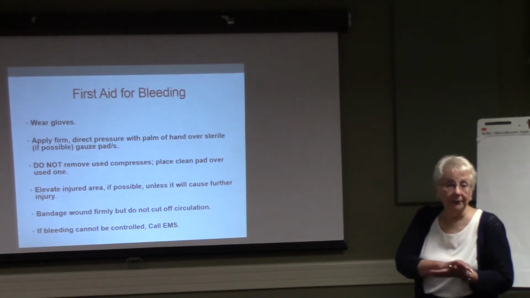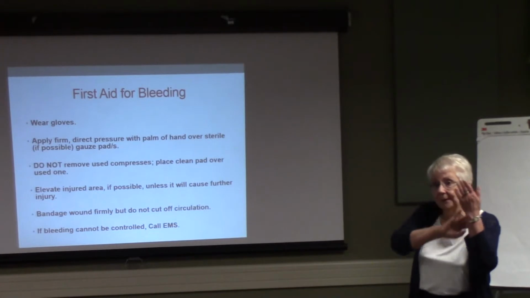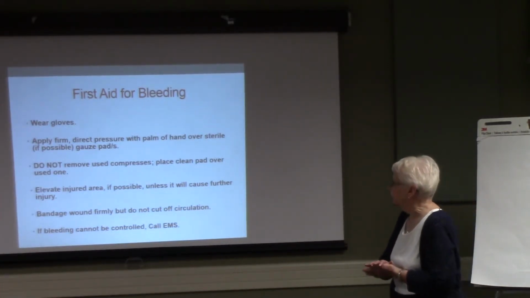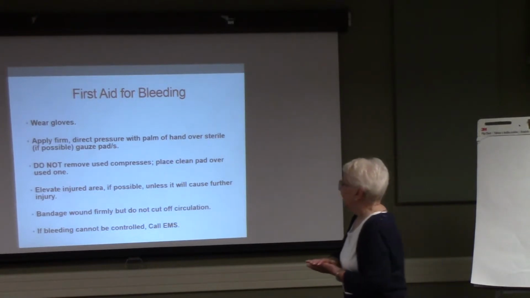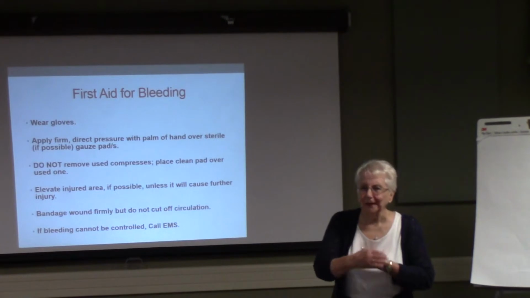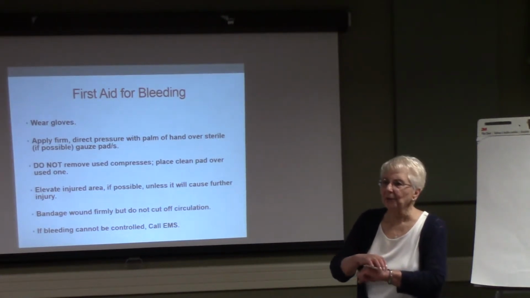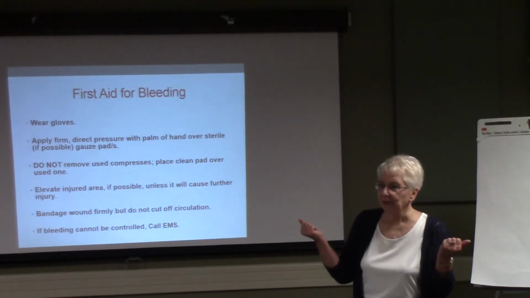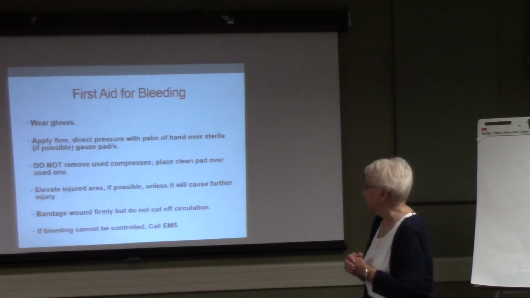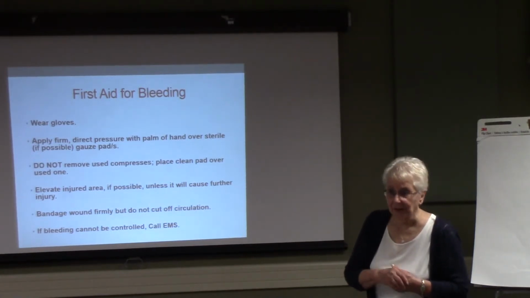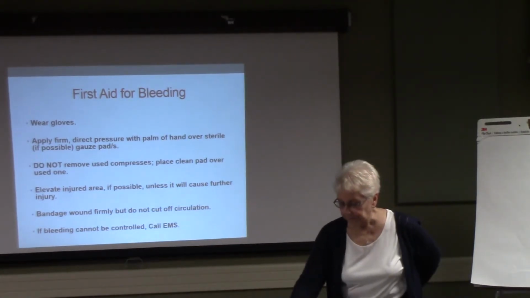You can also elevate it. Let's say it's an arm. That'll slow down the blood flow to the area. Bandage the wound, but do not cut off circulation. When you put that gauze on there, we want it so that it won't slip up and down, but we also don't want to cut off blood to the rest of the hand. If bleeding can't be controlled, and this happens sometimes, you can call the squad.